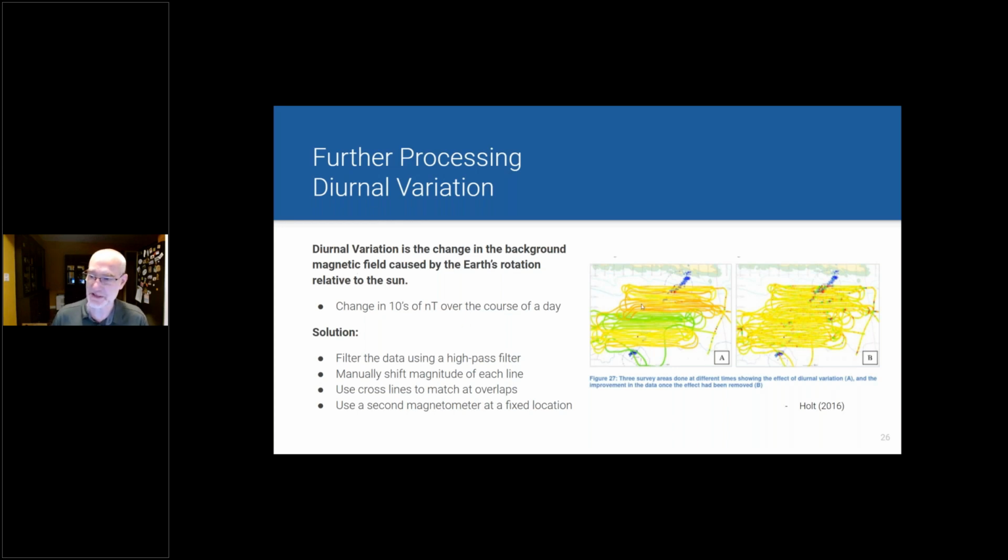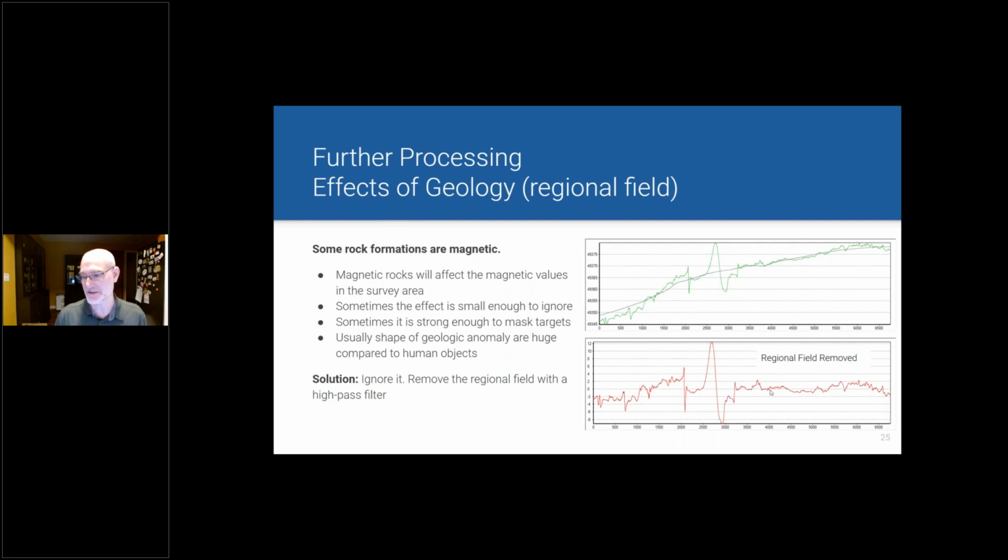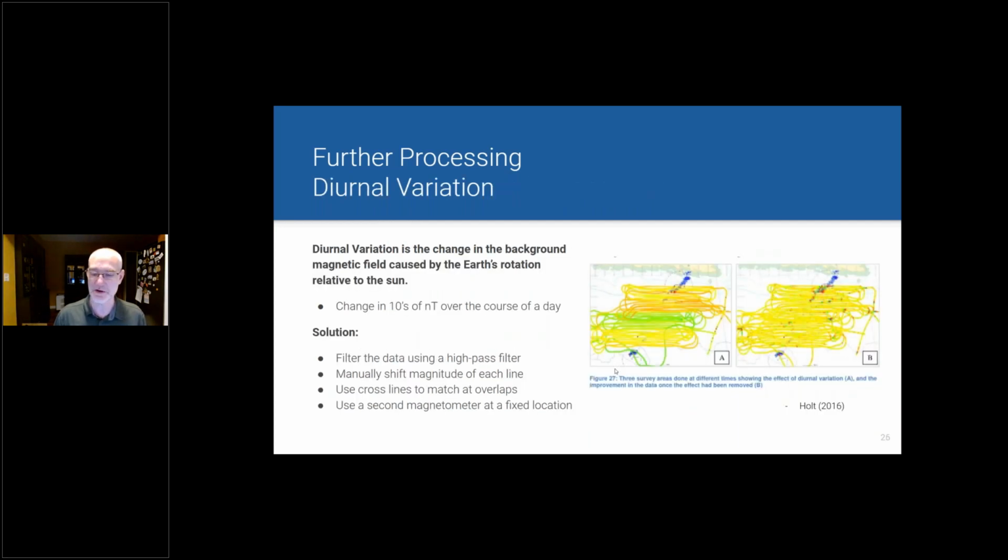I didn't have a really good example of this in my own library of data, so I stole a picture from Peter's book here. He's showing 3 survey areas that were collected at different times of day, and there's a quite distinct shift in the background values that are due to this diurnal variation. There's a couple of ways to get this out of your data. The one that's built into SonarWiz is the first one. You filter the data using a high pass filter. It's very similar to this because everything's going to be centered at 0 when you're done. So that's one way to remove it.